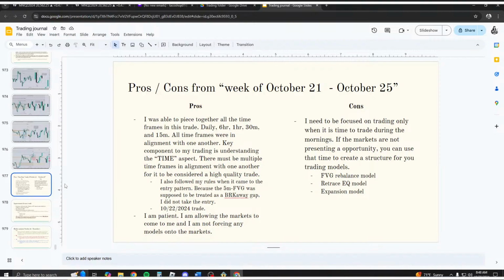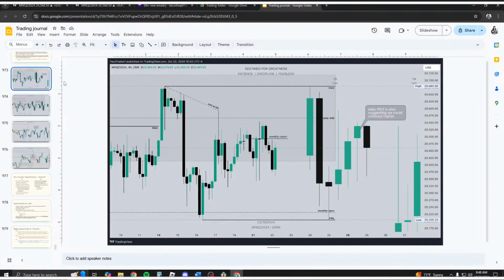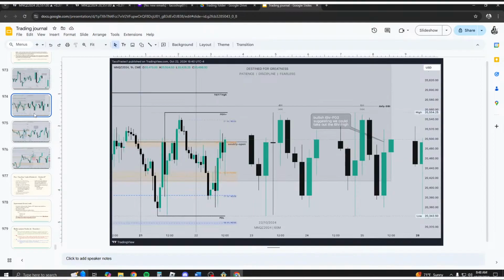Going over the pros and cons here with you guys. So one of the pros from last week was I was able to piece together multiple time frames: the daily time frame, the 6-hour, hourly, 30-minute, and 15-minute. You guys probably wonder, what is he talking about? Well, based on this daily candle, I was anticipating for previous day high to be taken. But when we opened up during the morning session, we were trading somewhere below here. So to me, I was like, okay, we might not be taking out previous day high anymore.